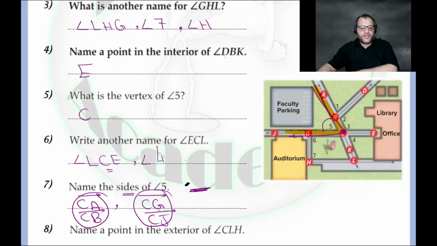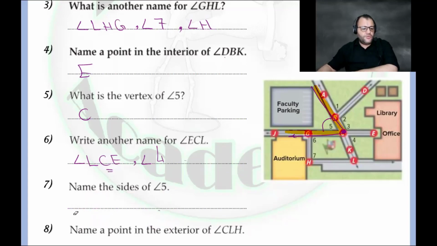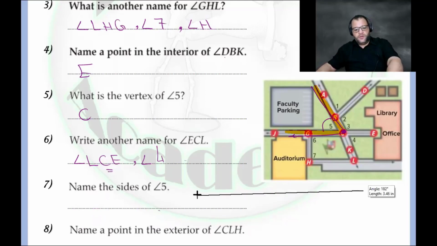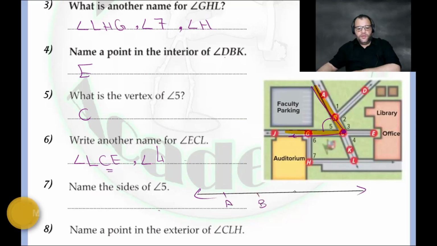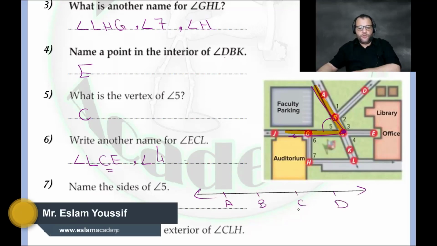Again, how you can write the name of the side, how you can write the name of the ray. Suppose that we have a line here: A, B, C, D. If you remember the first lesson, what is the name of this line?